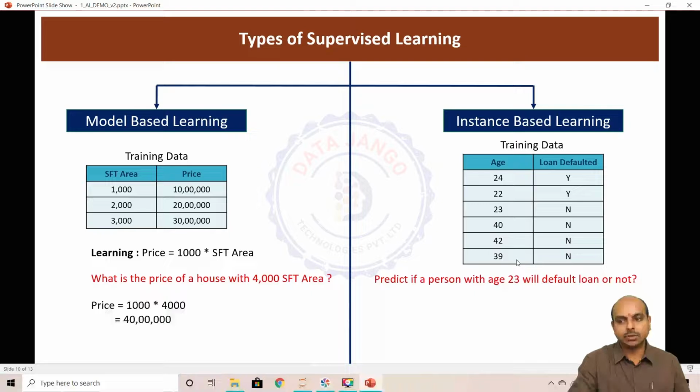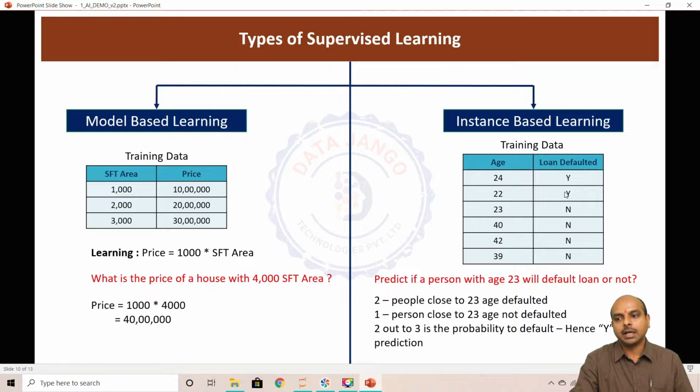The 23 is close to 24, 22 and 23, and then it looks at the target variable. 2 out of 3 defaulted. So most probably this 23-year-old person is going to default. That's how the instance-based learning algorithm works. This is an example of the k nearest neighbors algorithm. The drawback here is that it is going to save your whole data into RAM. Suppose you have 1 petabyte of data, you cannot use an instance-based learning algorithm like KNN, because you cannot save the whole data into RAM. So the only way is model-based learning.